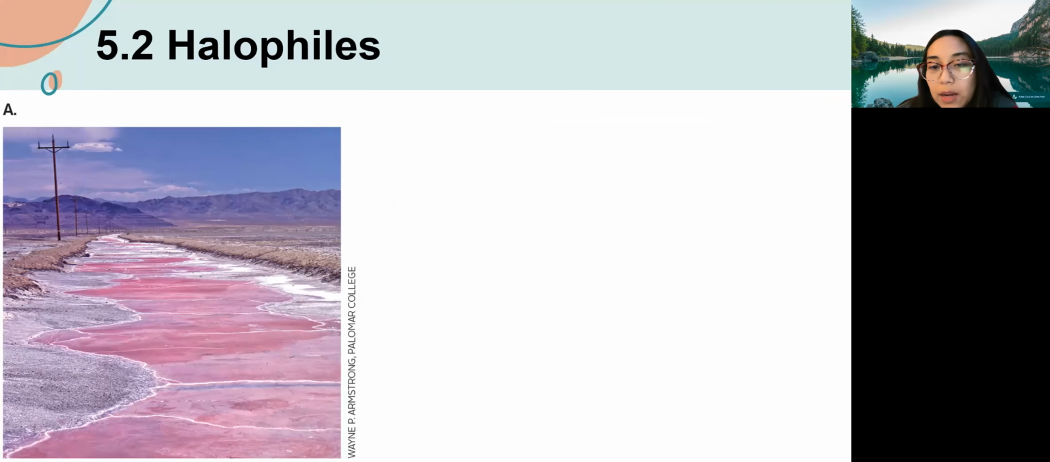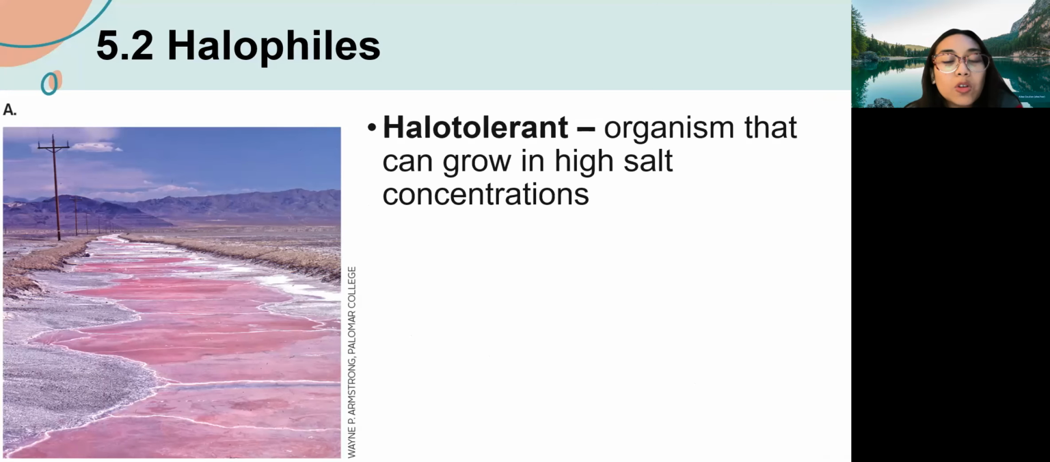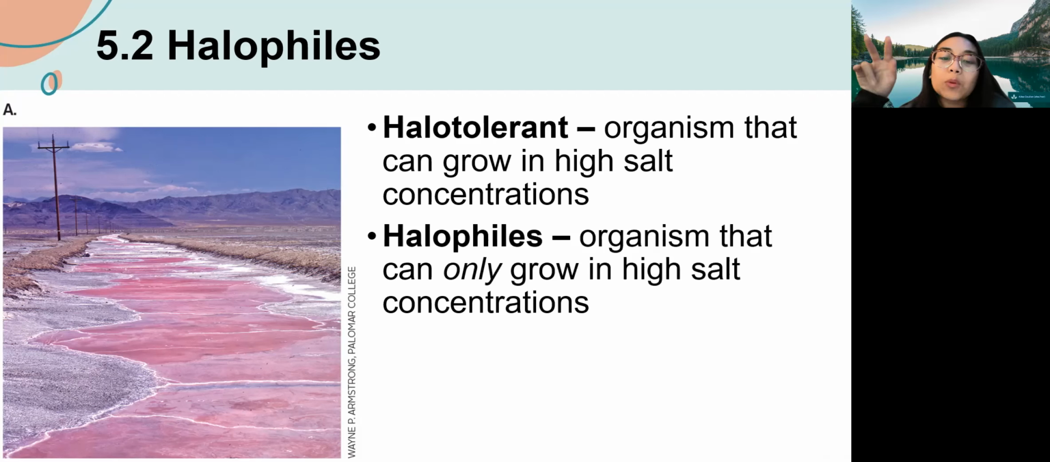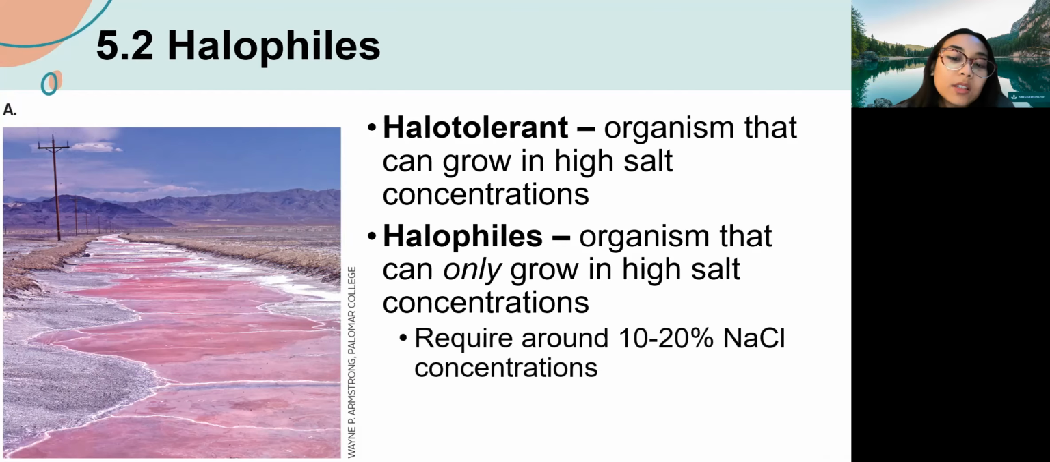Okay. So before we talk about the halophiles, let's talk about halotolerance. Tolerant, again, remember, means that the organism can grow in that salt concentration. It tolerates it, but it probably doesn't prefer it, but it can do it if it needs to. Now, the halophile, remember the word phile means that the organism can only grow in that condition. So in this case, organisms can only grow when there's a high salt concentration. And actually, these halophiles require really high salt, 10 to 20% salt, which is really crazy.